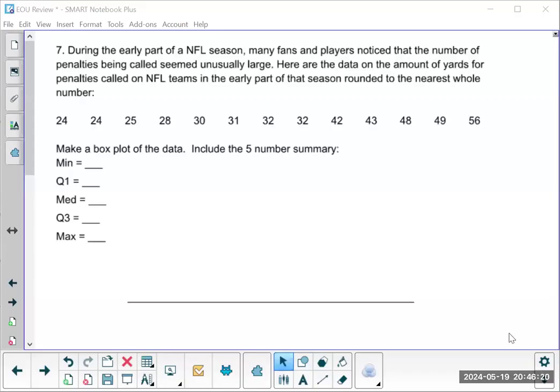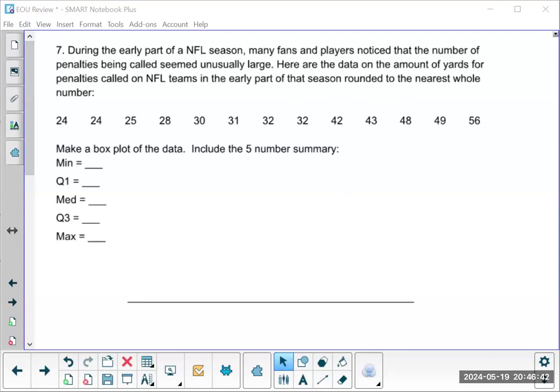Question 7 says, during the early part of the NFL season, many fans and players noticed the number of penalties being called seemed unusually large. Here are the data on the amount of yards for penalties called on the NFL teams in the early part of that season, rounded to the nearest whole number. And then we're given these numbers. It says to make a box plot of the data, include the 5-number summary.